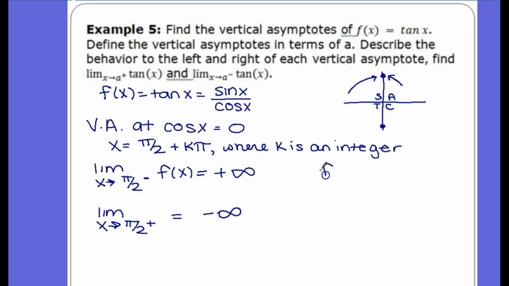All right, let's try again. Let's make sure we've got this down. We know that there's another vertical asymptote where on tangent?